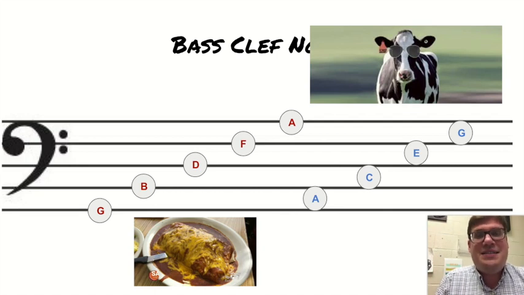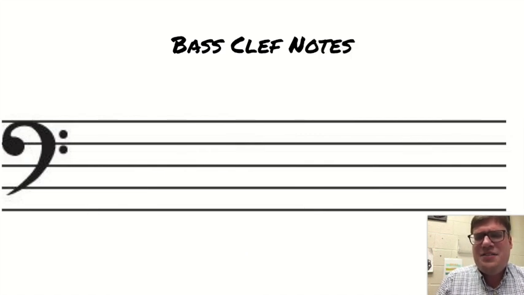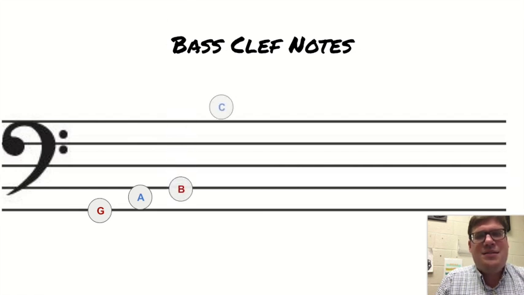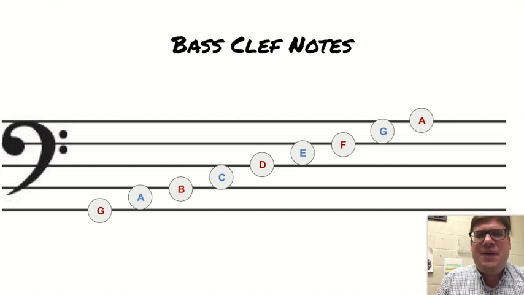Now, let's continue and show you a different way. If we remember that G is always the bottom line, always and forever, we can go G and then go up the musical alphabet that we learned last week. So G again, A, B, C, D, E, F, G again, and then A. Notice how we have the two G's and the two A's? That's why it's really important that we teach you the lines and spaces.